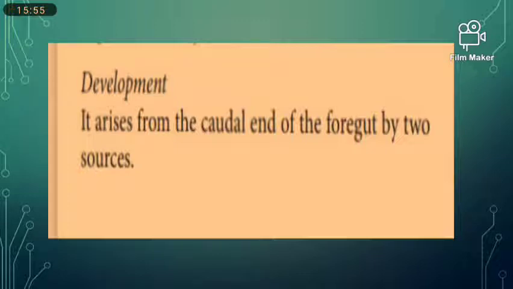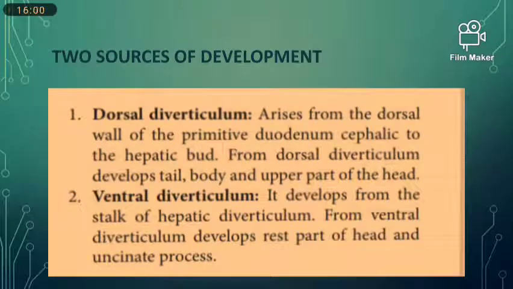Development: it arises from the caudal end of the foregut by two sources. The dorsal diverticulum arises from the dorsal wall of the primitive duodenum, cephalic to the hepatic bud. From the dorsal diverticulum develop the tail, body and upper part of the head. The ventral diverticulum develops from the stalk of the hepatic diverticulum. From the ventral diverticulum develops the rest of the head and the uncinate process. More detail we can see in the embryology part.